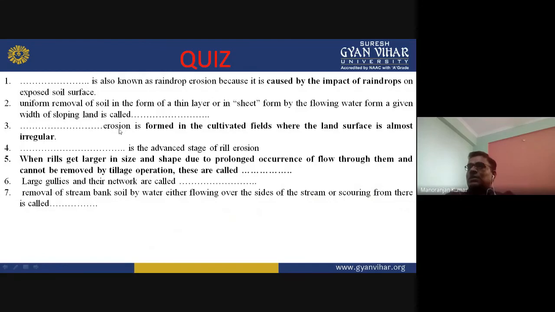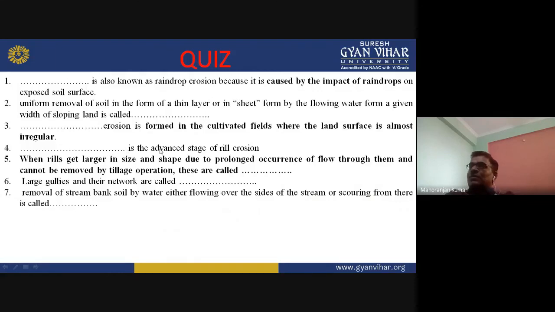The third: this erosion is formed in the cultivated field where the land surface is almost irregular. This is the next stage of sheet erosion, known as rill erosion. So rill erosion is generally formed in the cultivated field where the land surface is almost irregular. When rills are formed in the field, then you have to do tillage operation. Otherwise, if you don't do tillage operation in the field, then this will become gully erosion. And if a gully forms in the field, then this is very dangerous. More soil will be lost in gully erosion, and you can't do cultivation practices in that type of field.